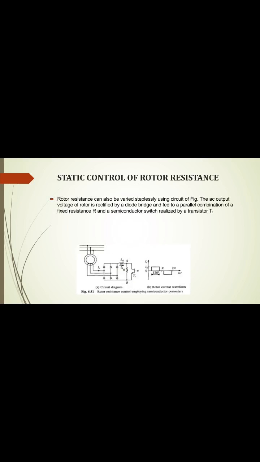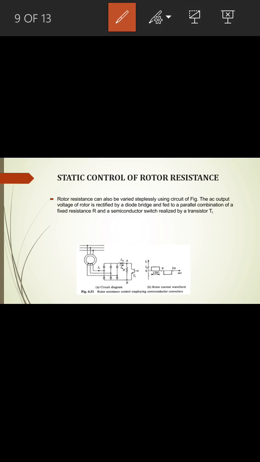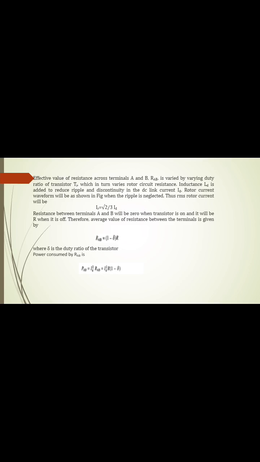Static control of rotor resistance. Rotor resistance can also be varied steplessly. The AC output voltage of the rotor is rectified by the diode bridge and fed to a parallel combination of fixed resistance R and a semiconductor switch realized by transistor TR. Effective value of resistance across the terminals A and B is RAB. It is varied by varying the duty ratio of transistor TR, which in turn varies the rotor circuit resistance.